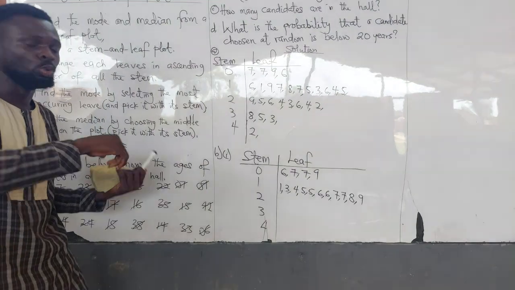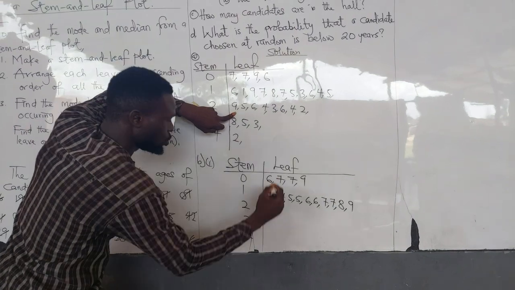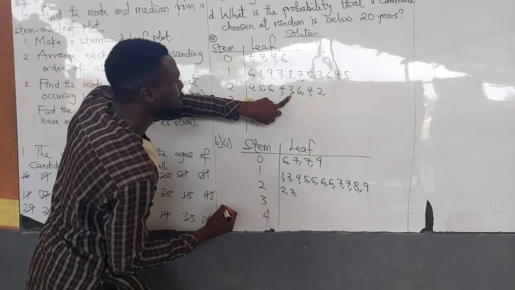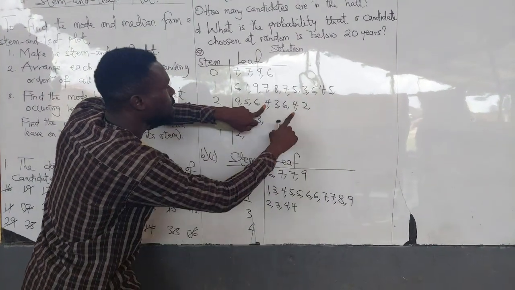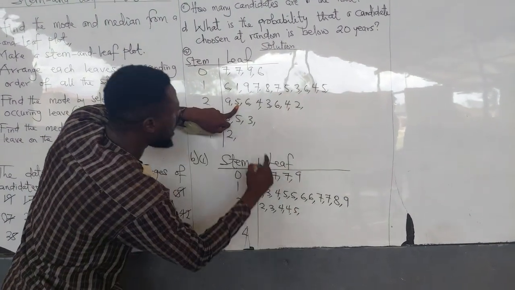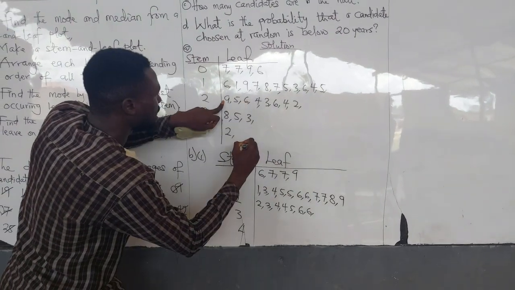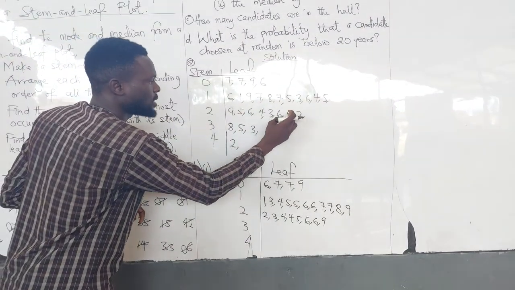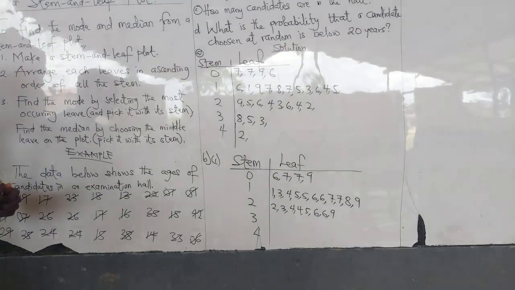We do the same for 2. So let's come to 2. The least among them is 2. So we write 2, followed by 3, followed by 4. The 4s are 2, so 4, 4. And after 4, we go to 5. After 5, we go to 6. The 6s are 2, so 6, 6. Then finally, we have 9. 1, 2, 3, 4, 5, 6, 7, 8. So we are done with the stem 2.